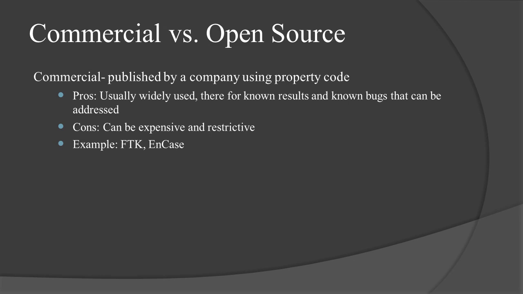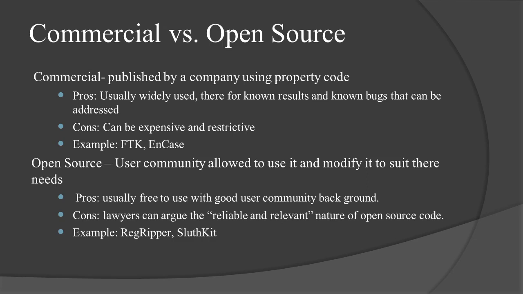The second type of software is open source, which means the code is open and not proprietary. Open source user communities are allowed to use it and modify it to suit their needs, but it is still versioned. The advantages are usually that it's free or low price to use, with a good user community that backs it up.